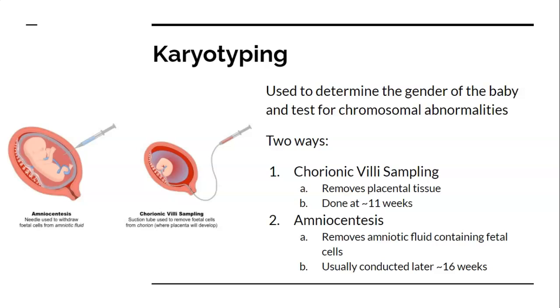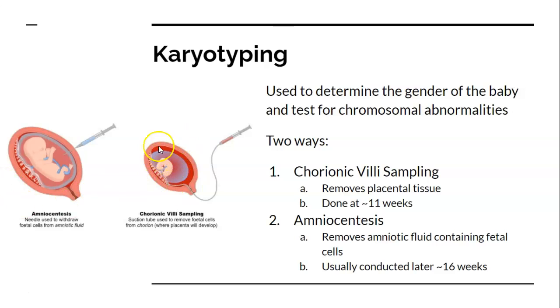For karyotyping, we talked about this last time, but this is how you can test fetuses for the gender and for chromosomal abnormalities. There are 2 main ways. There's chorionic villi sampling, which removes placental tissue. And you can do this pretty early on. It's about 11 weeks. And then amniocentesis, which removes amniotic fluid, which contains fetal cells. This is done a little bit later, around 16 weeks, and you can see the difference between these two.